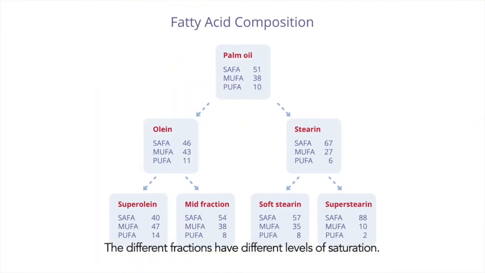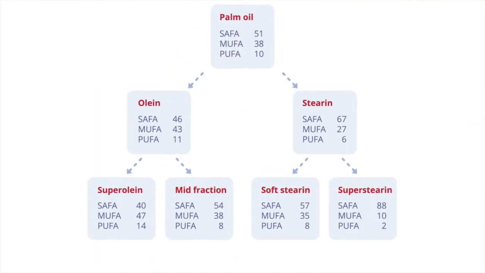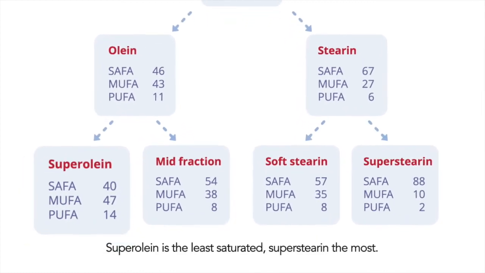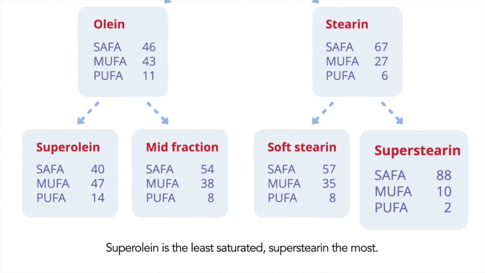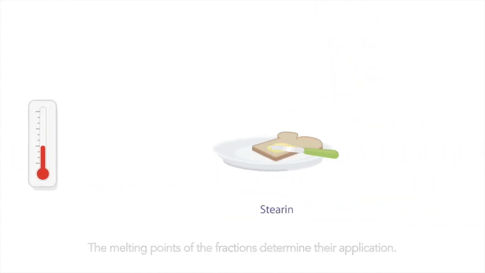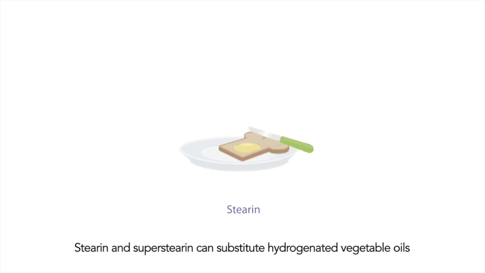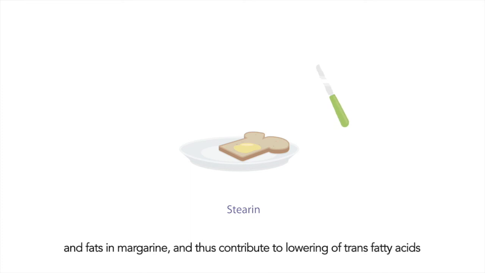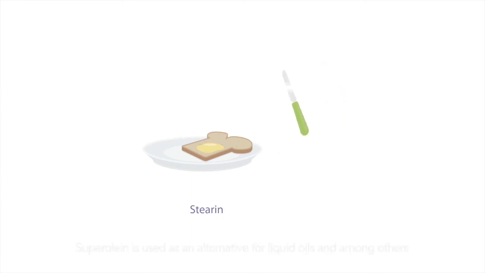The different fractions have different levels of saturation. That is why the melting points are different. Superolein is the least saturated, superstearin the most. The melting points of the fractions determine their application. Stearin and superstearin can substitute hydrogenated vegetable oils and fats in margarine, and thus contribute to lowering of trans fatty acids to very low levels.